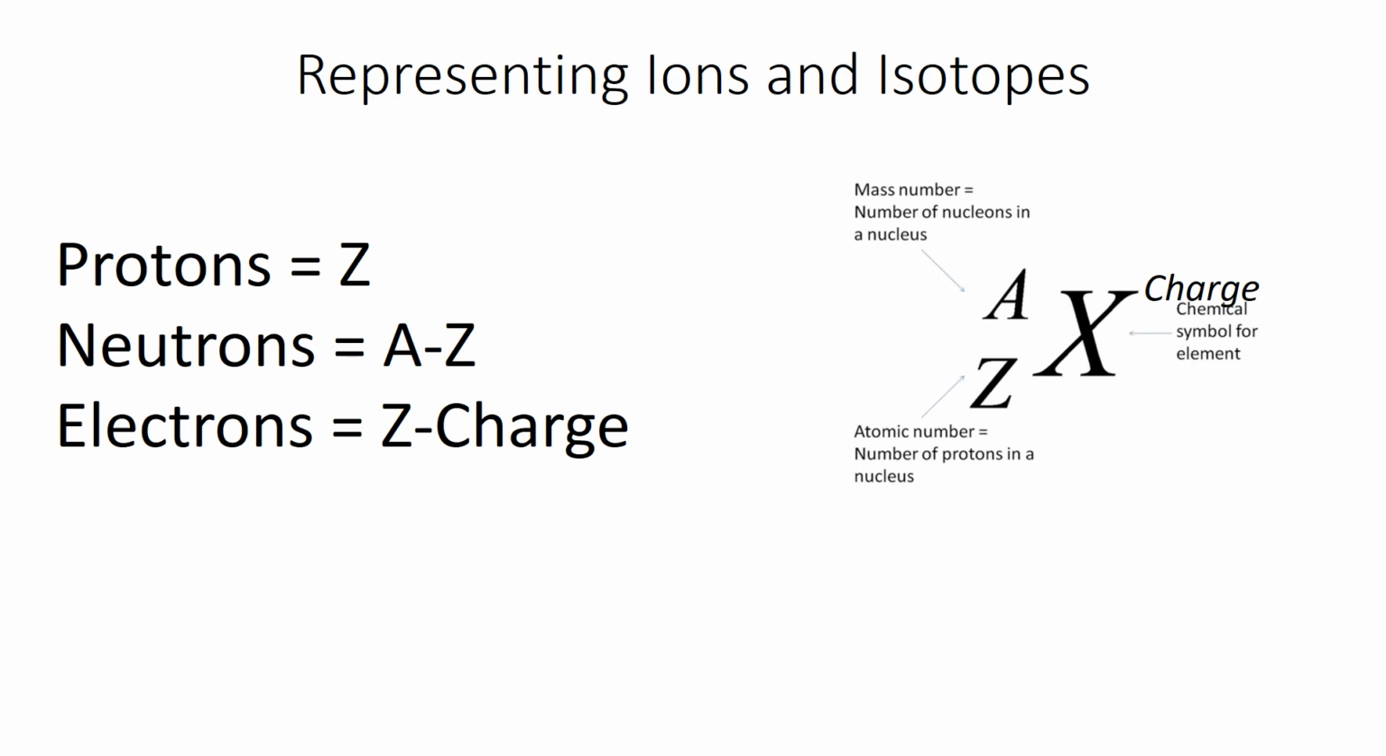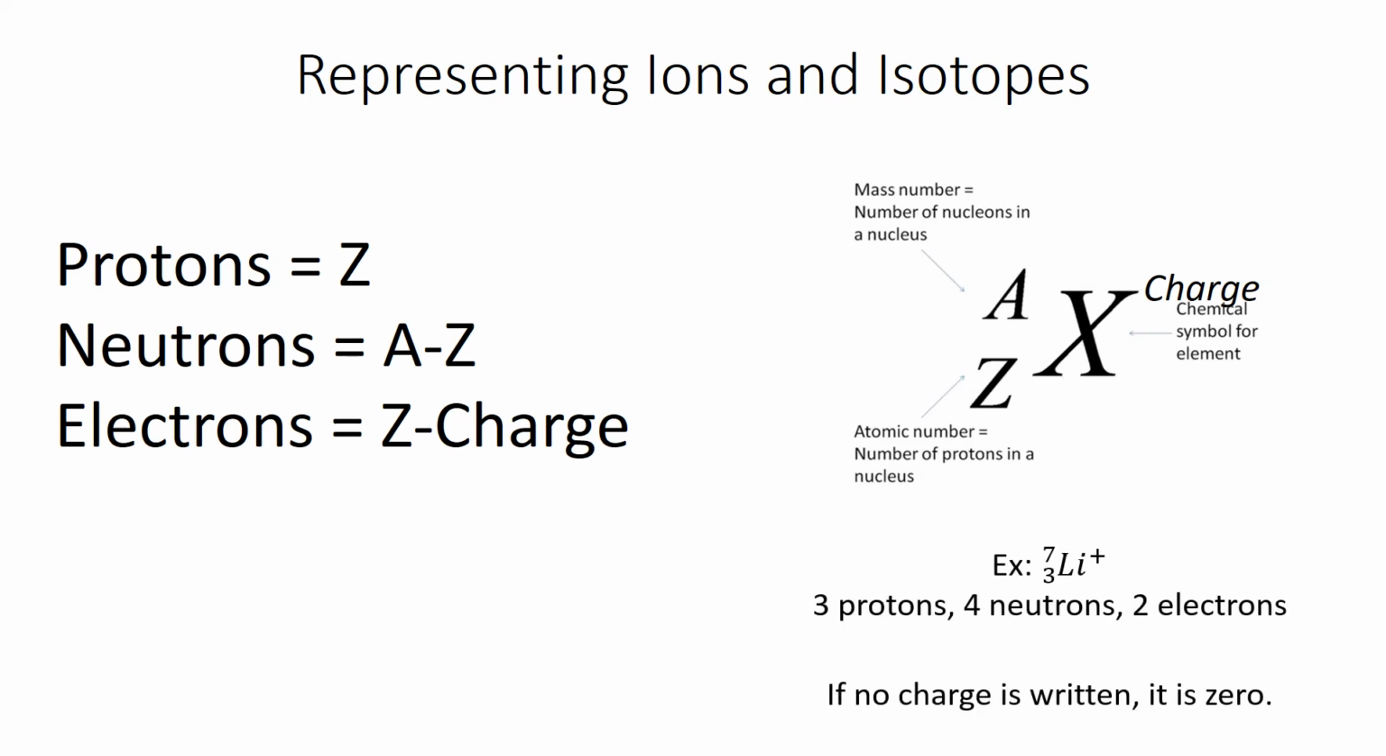So let's talk a little bit about how to find the number of protons, neutrons, and electrons, just like we did with the case of lithium. So the number of protons is always equal to Z, the atomic number, the number down here. That's by definition. The number of neutrons is always equal to the mass number, which is the number up here, minus the atomic number. Since mass is protons plus neutrons, you just subtract the 2 to find the number of neutrons. And then the number of electrons is equal to the atomic number minus the charge.